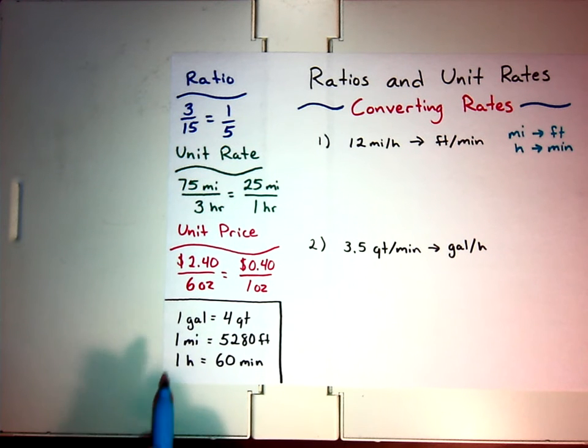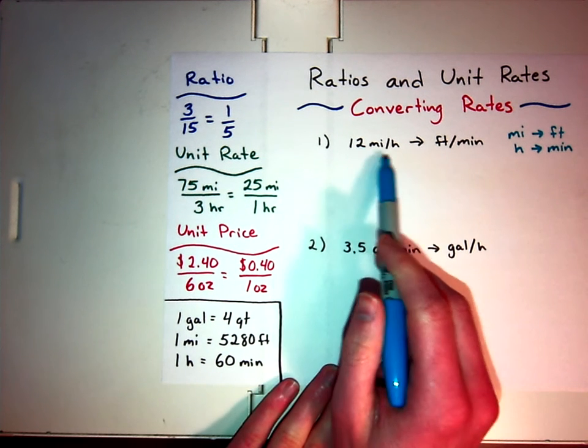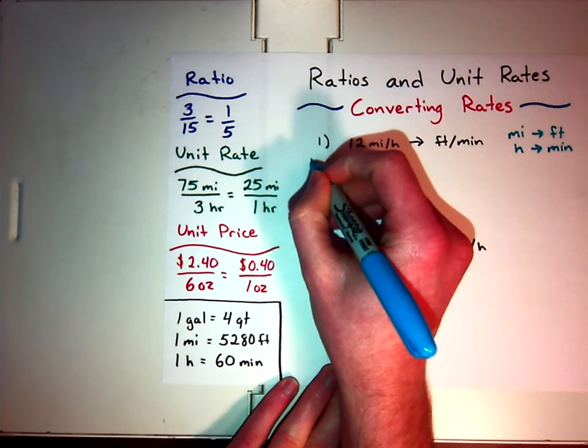So for example, down here I have a few examples of what we need for these two problems. You'll want to have all the different conversions handy for you. But I have 1 gallon equals 4 quarts, I have a mile equals 5,280 feet, and I have an hour equals 60 minutes. So how I would start this is I'm going to turn this into a fraction, right?